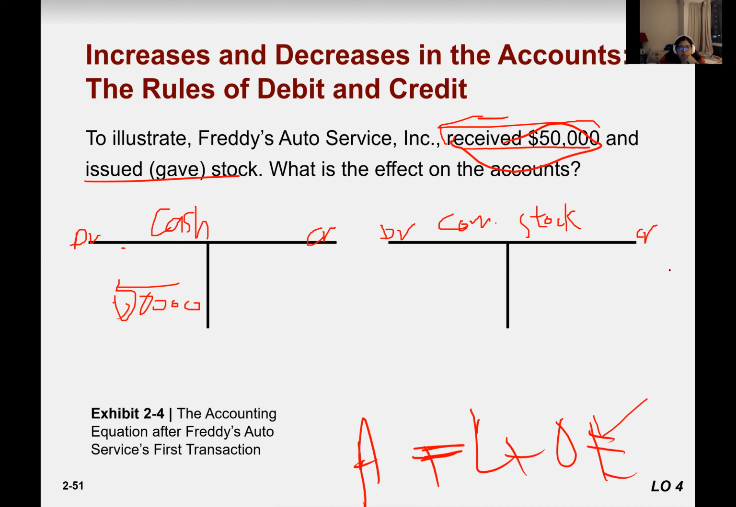Increased. Right? So increase of the owner's equity means credit or debit? Credit. Well done. So these are the rules. You must pay close attention to this one. What did I say?